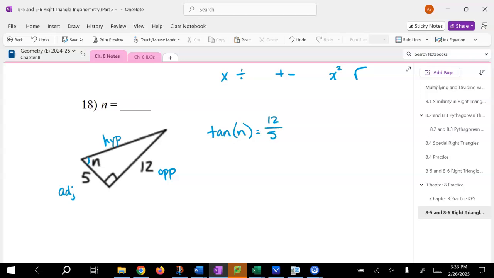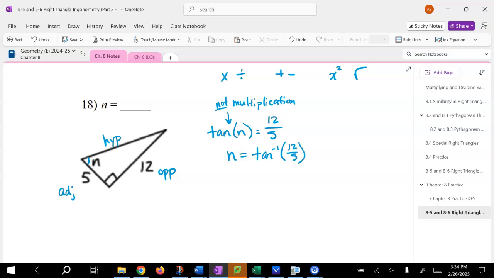We want the angle this time, so we need to undo the tangent function. Remember, this is not multiplication, right? It's a function of that angle. So we can't divide by tangent because it's locked to our angle. We have to do the inverse function. So we're going to take the inverse tangent. It's going to look like tangent with a -1. That's inverse notation of your fraction.